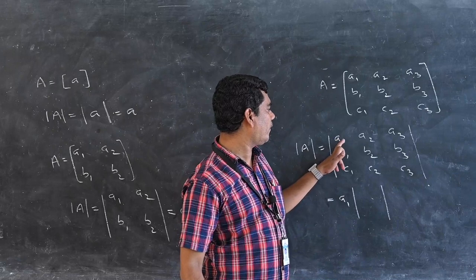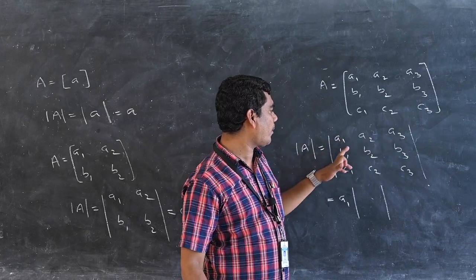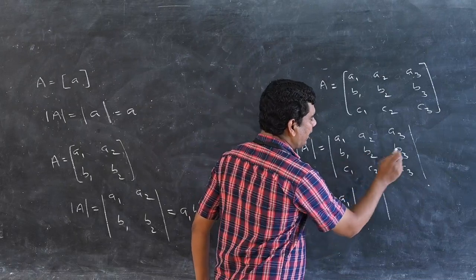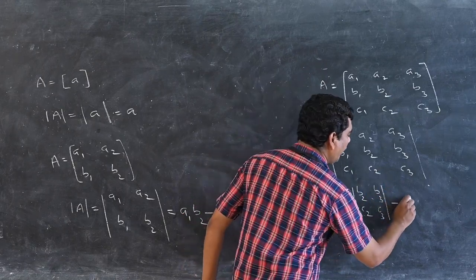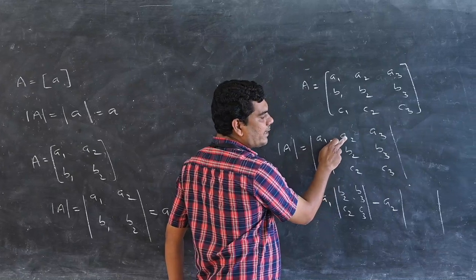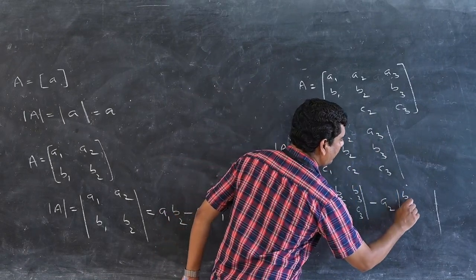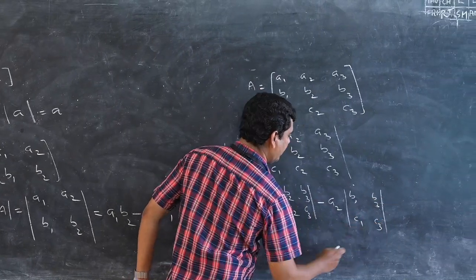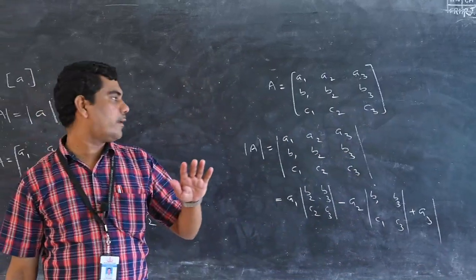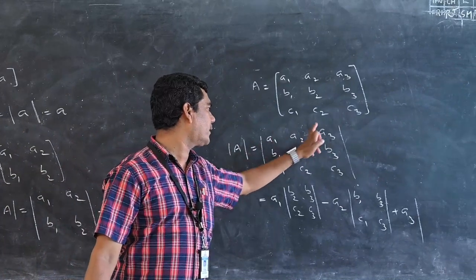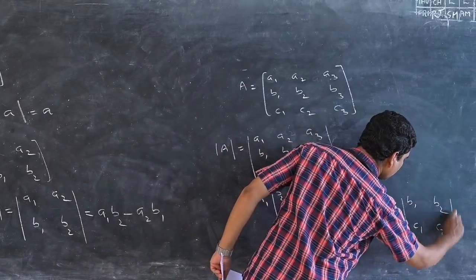take a1 into, now cancel the row and column containing a1. Cancel the first row and the first column. This is the row and column containing a1. Then the determinant of the remaining matrix b2, b3, c2, c3, minus a2 into, now cancel the row and column containing a2, the first row and the second column. The determinant of the remaining matrix b1, b3, c1, c3, plus a3 into, cancel the row and column containing a3, the first row and the third column. The determinant of the remaining matrix b1, b2, c1, c2.